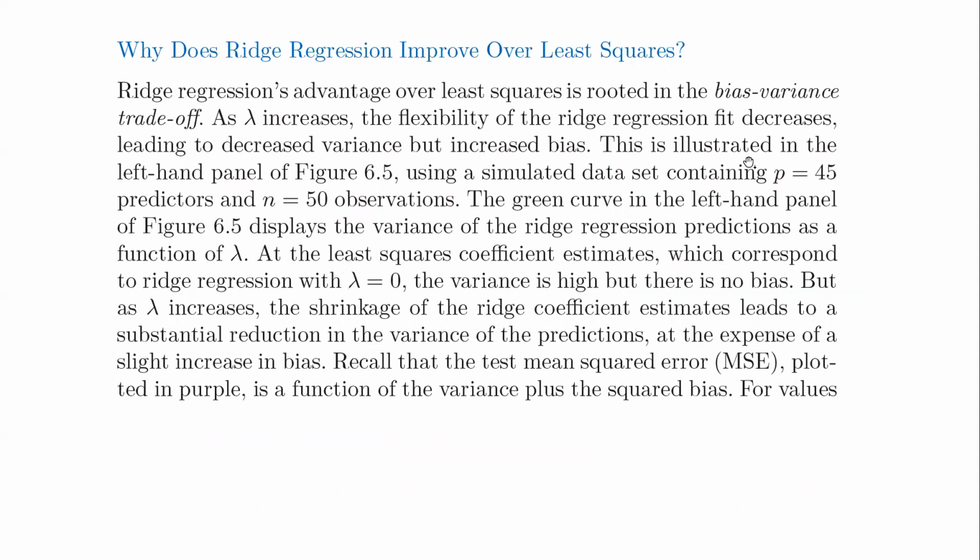This is illustrated in the left-hand panel of figure 6.5 using a simulated dataset containing P equals 45 predictors and N equals 50 observations. As always, we like the situation where we have P less than N.